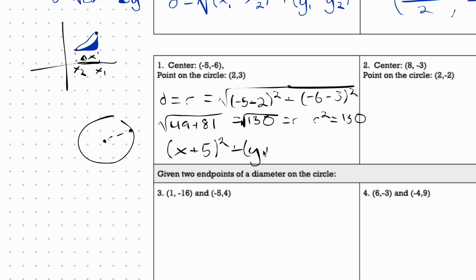So if we use what we learned before, our center is -5, -6, so we're going to do x plus 5 squared plus y plus 6. Okay, so we have y plus 6, right? Because we have y minus -6, y minus k. So we're going to have y plus 6 squared, and that's going to be equal to our r squared, which is 130.